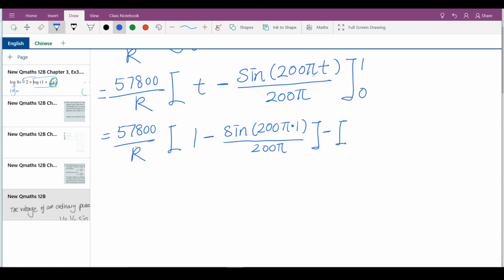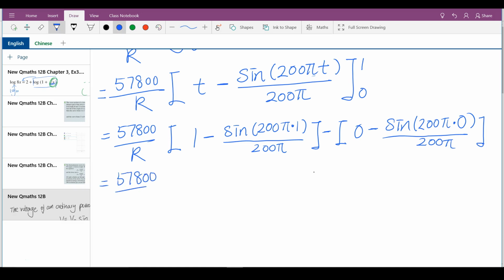minus 0 minus sine bracket 200 pi times 0 over 200 pi. All right, let's see what happens inside the brackets. 200 pi times 1 is 200 pi, right? And we know that sine pi is 0. Right, sine pi is 0.